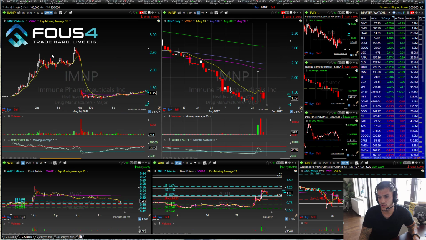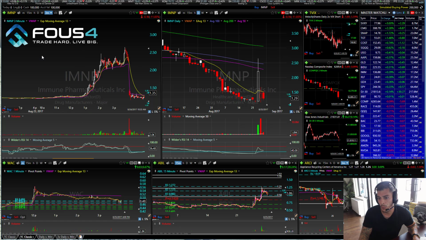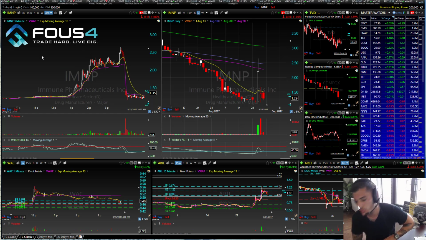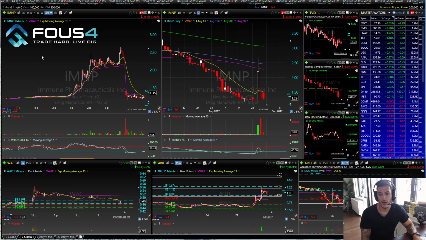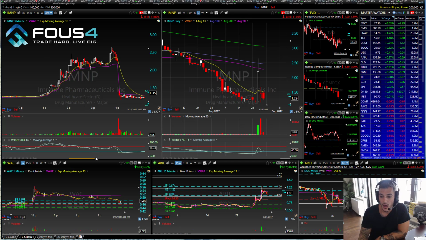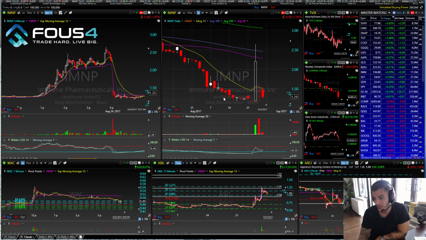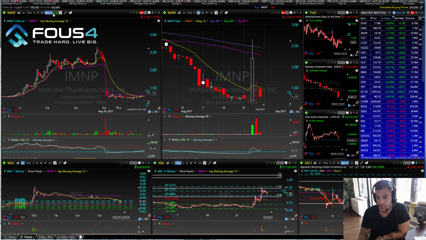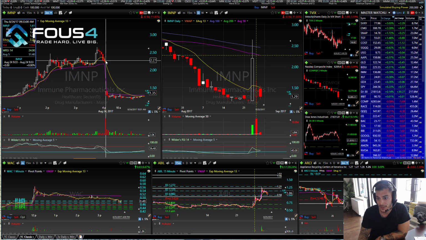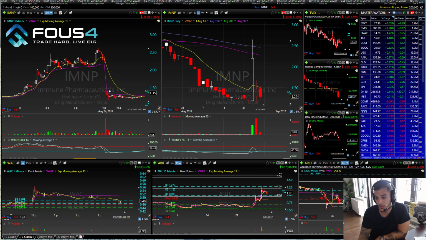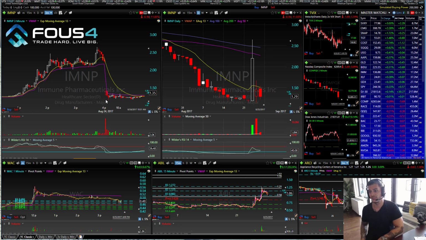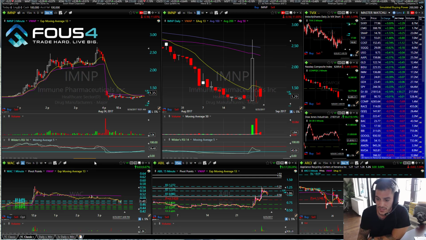So trying to short this name, guys, while it's trending above the VWAP is usually fighting the trend. Ideally, we'd like to see stocks confirm the move to the downside once they crack the VWAP, which was pretty evident going into Thursday. IMNP was gapping pre-market and then completely failed, broke the VWAP and crashed to the downside. It was basically down about 50% going into Thursday.